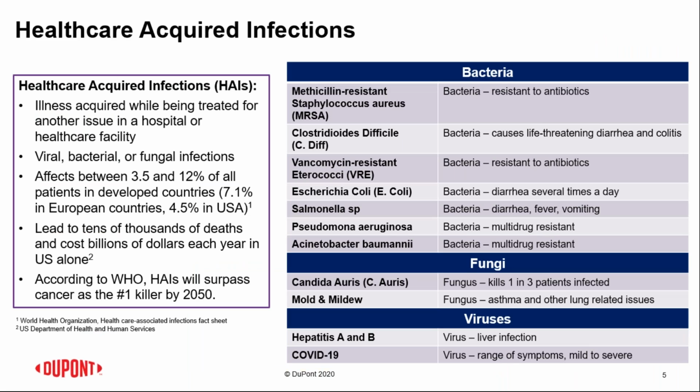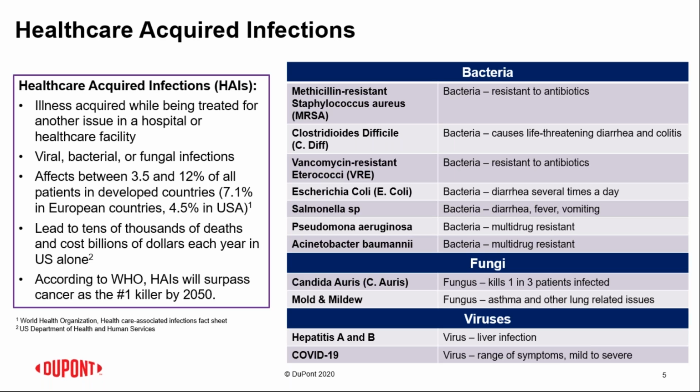The reason we care about pathogens is because of healthcare-acquired infections. A healthcare-acquired infection is defined as an illness acquired while being treated for another issue in a hospital or healthcare facility. These can take a variety of different forms: bacteria, fungi, viruses. The list on the right side of the screen shows some of the pathogens of highest concern to a healthcare facility. You'll find that some are resistant to antibiotics and multi-drug resistant, and some have a relatively high lethality rate.